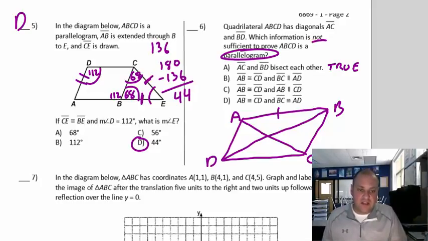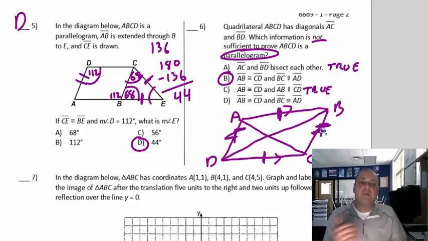AB congruent to CD and BC parallel. Okay, well that's true, but that's not enough information right there. You have to have the same side. If we knew AB and DC were both congruent and also parallel, that would be enough information. And then AB congruent to CD and BC congruent to AD, opposite sides congruent, would be enough information. But this here is not enough.